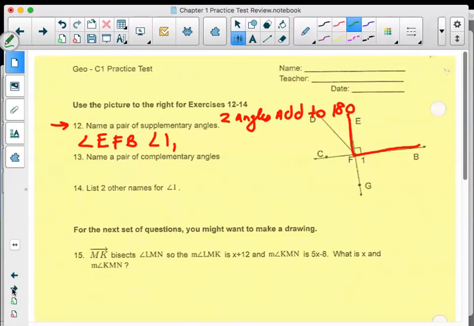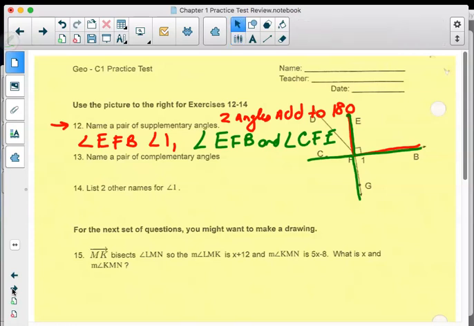I could go with this one and this one, because they don't have to be adjacent. So I could also say that angle EFB and angle EFC, or CFE, is also a supplementary angle pair. So make sure you recognize that they just got to add up to 180 in their measurement. Name a pair of complementary angles.